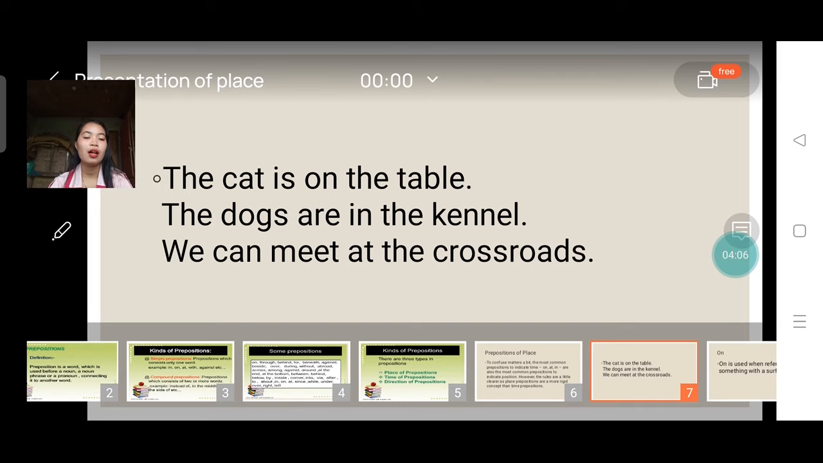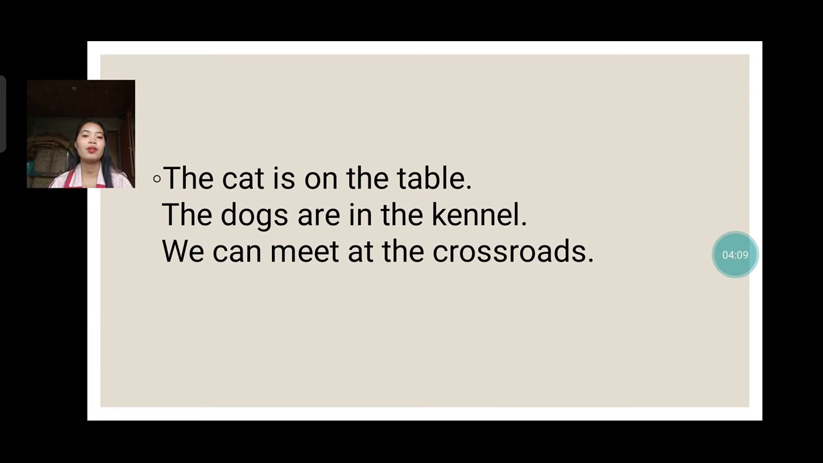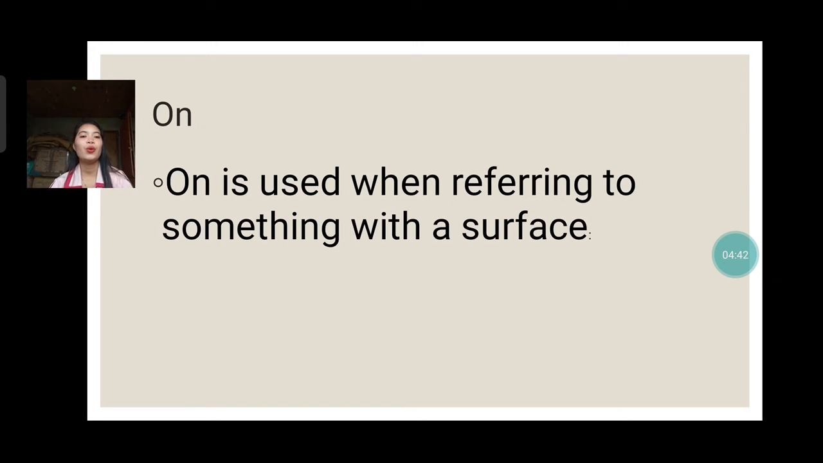Examples of preposition of place. First sentence: the cat is on the table. The preposition of place there is the word on. The second sentence is: the dogs are in the kennel. The preposition of place there is also in. And the third sentence, I will read: we can meet at the crossroads. The preposition of place there is at. So, in prepositions of place, there are on, at, and in.